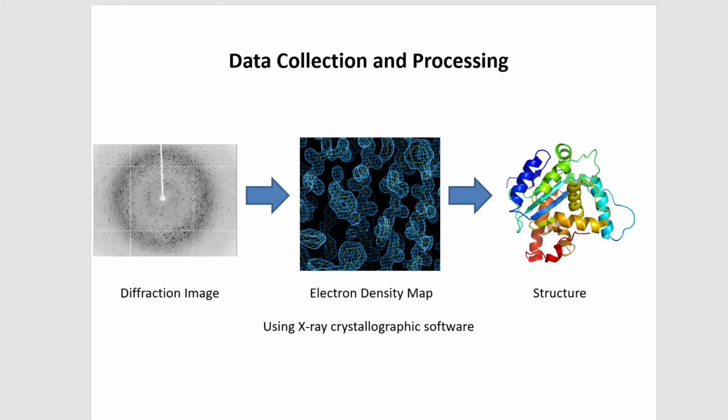So today's class is going to be about X-ray diffraction data collection and processing. Within the class, we're going to go from having our initial diffraction images, from there we'll calculate electron density maps, and from there we'll go to the structure, and we're going to do this using some crystallographic software. So I'll be switching back and forth between basically presentation mode and some live software.